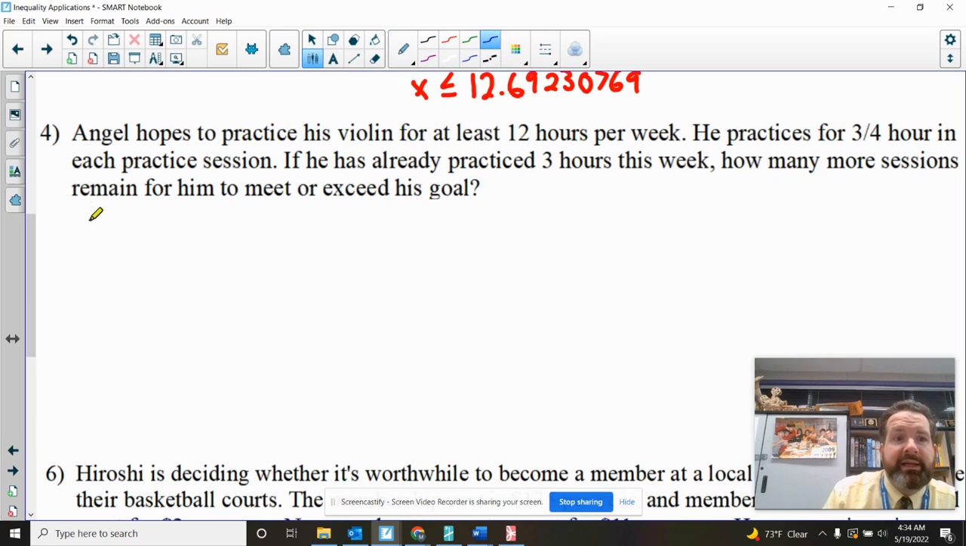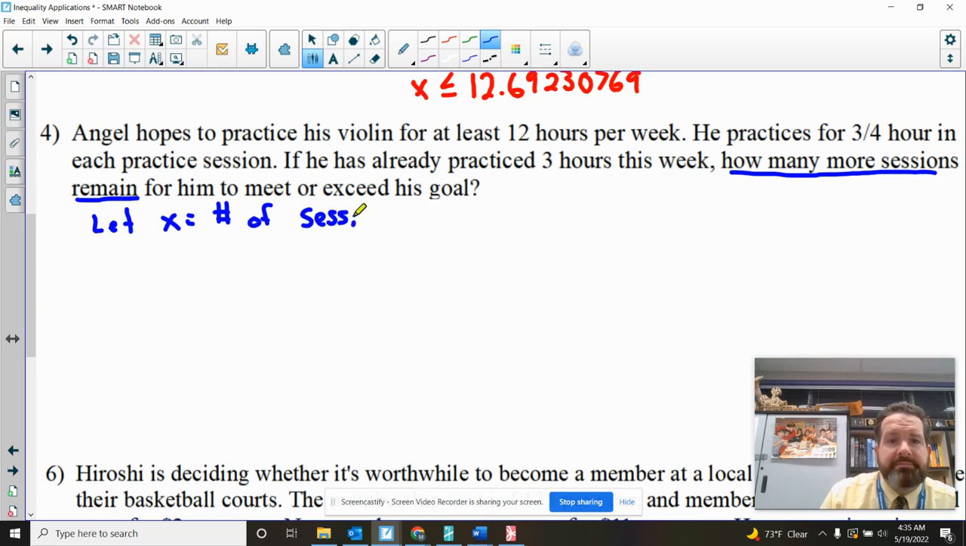Let's start at the beginning. So we want to practice the violin for at least 12 hours, 3/4 of an hour each session, practice 3 hours. How many more sessions? This is the question. So we are going to let x equal the number of practice sessions.